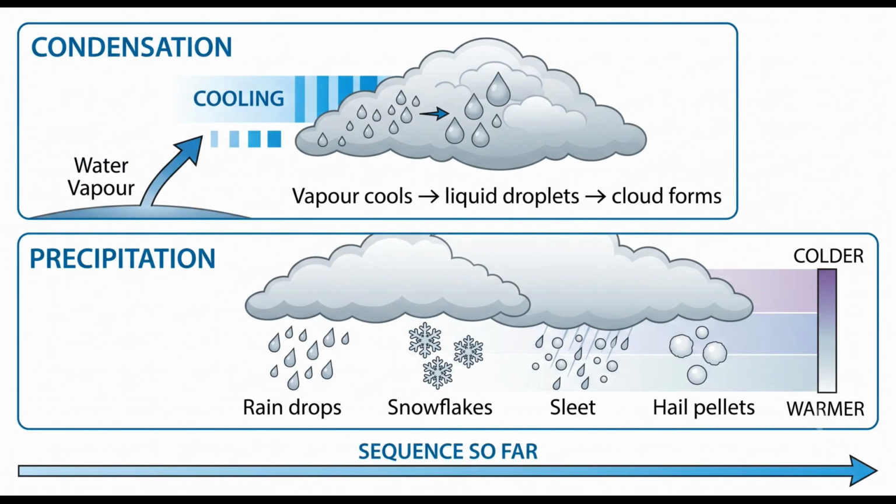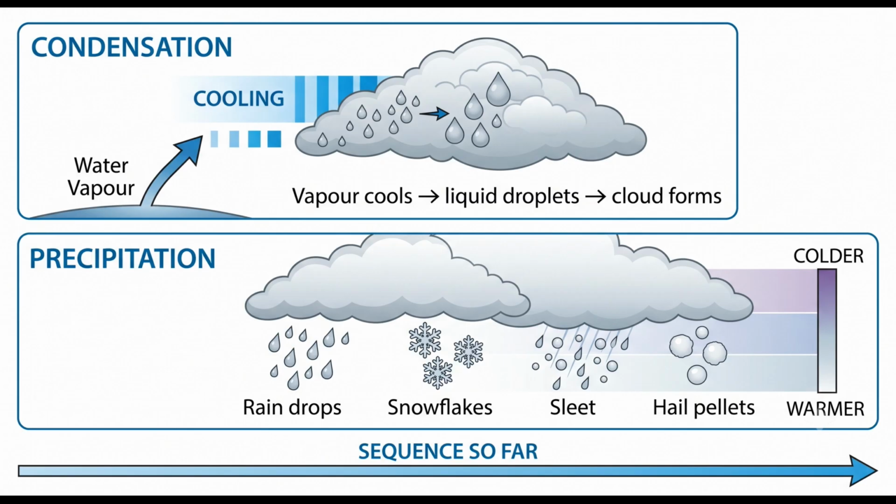Now look at what happens once that water vapor is in the atmosphere. Condensation. As water vapor rises higher into the atmosphere, the temperature drops. Cool air cannot hold as much water vapor as warm air. The vapor cools and changes state, converting back into tiny liquid water droplets. These droplets cluster around tiny dust and salt particles in the air, forming clouds. Condensation must happen before precipitation can occur.